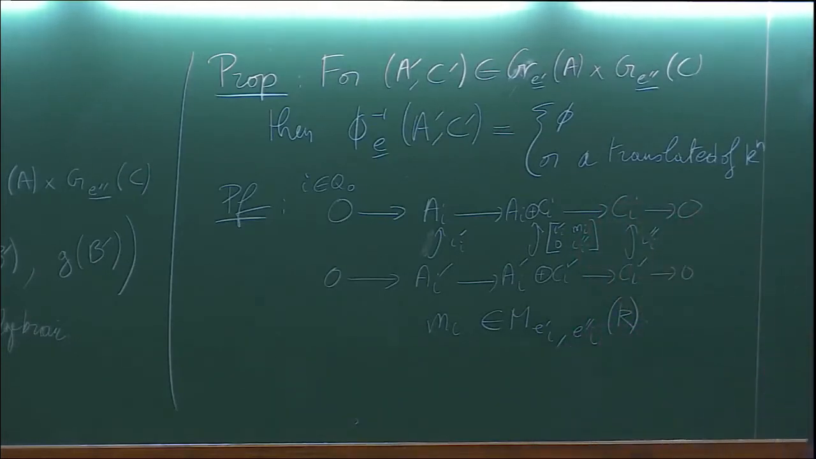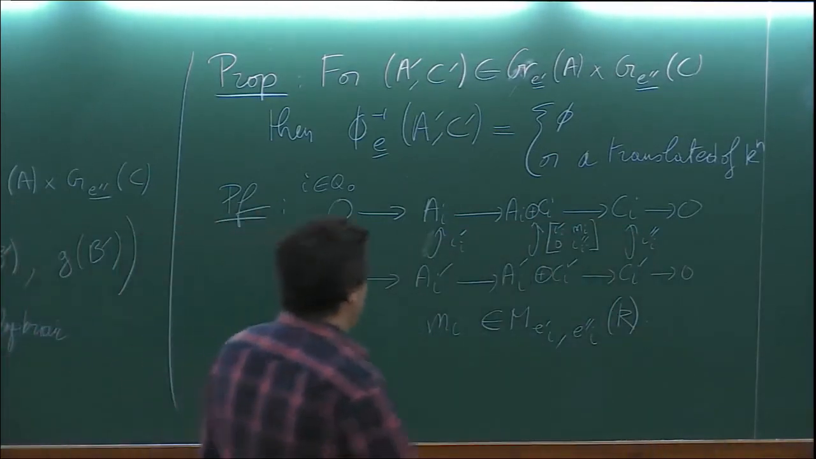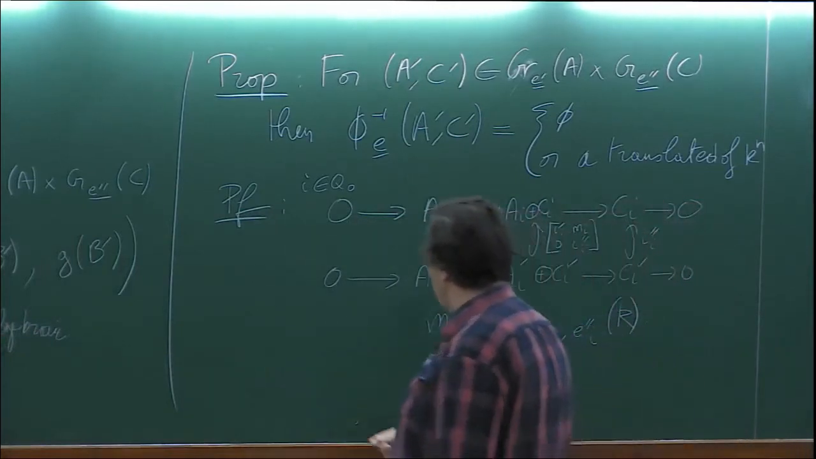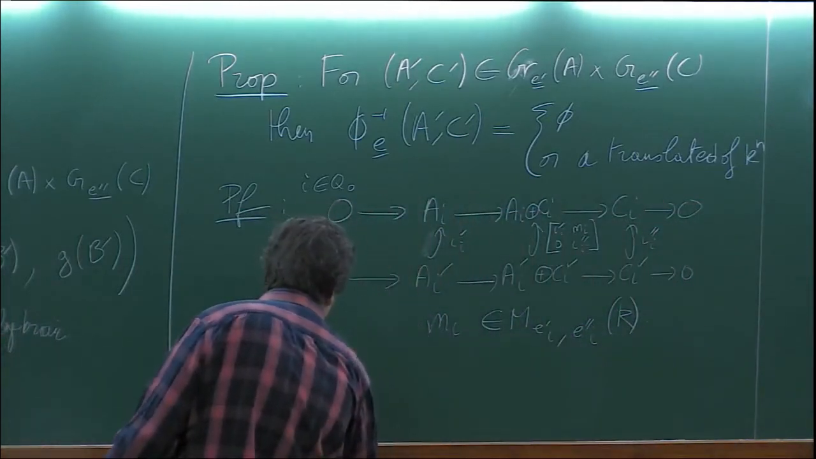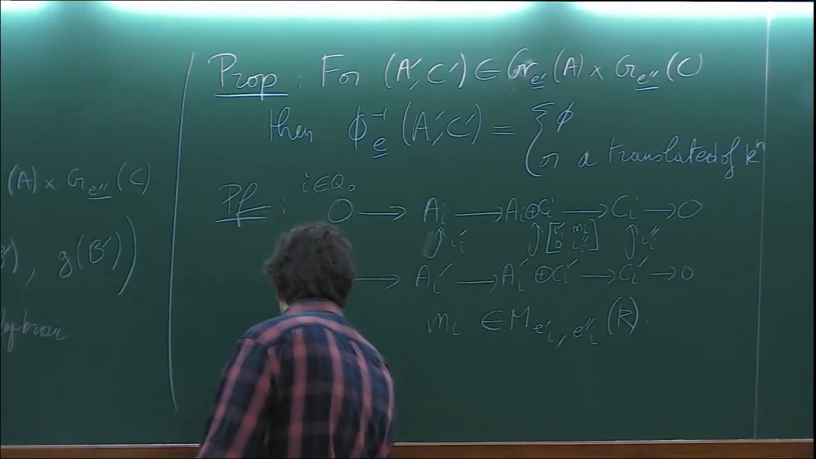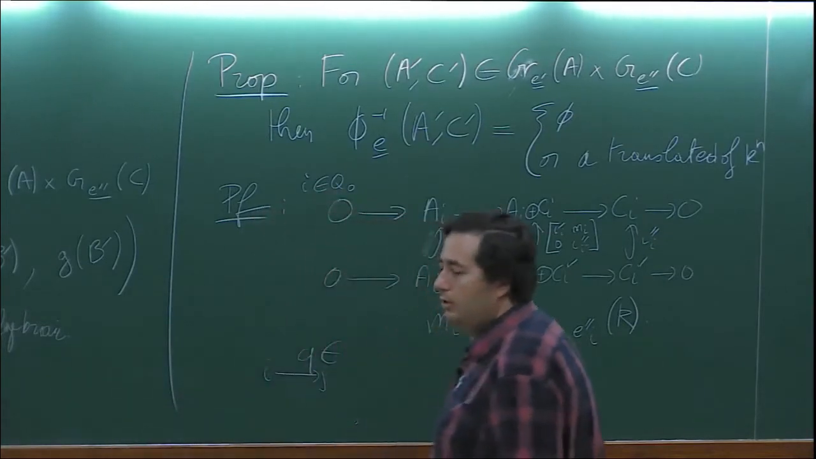Okay, so I have that. And then what do I need? I need to add my condition that is actually a subrepresentation. So how to do that? First of all, if I take Q in Q1, now I fix a Q going from I to J in Q1.